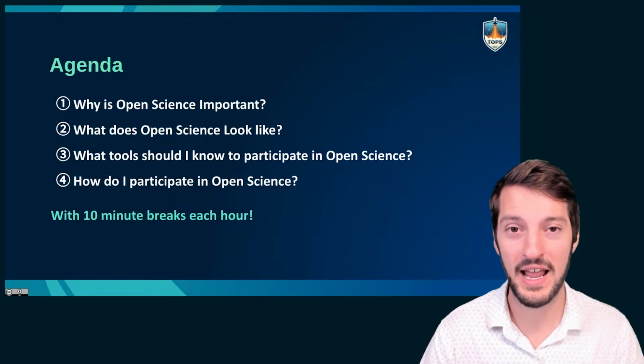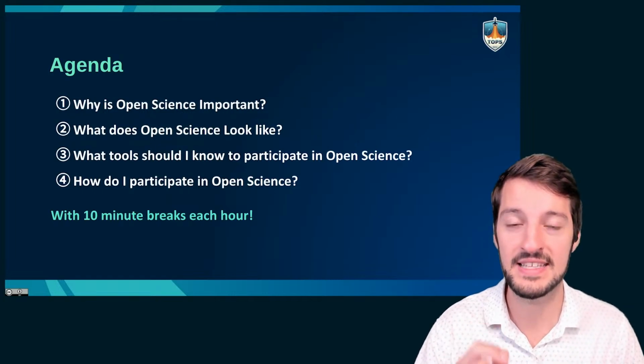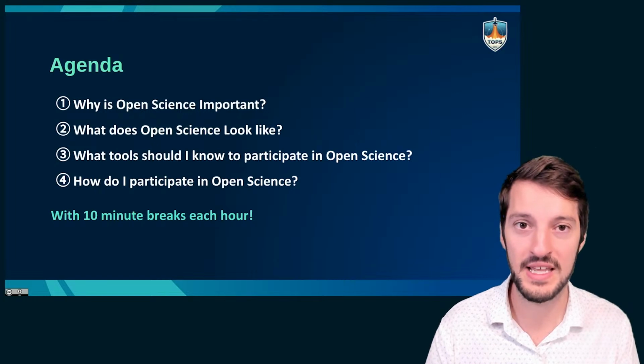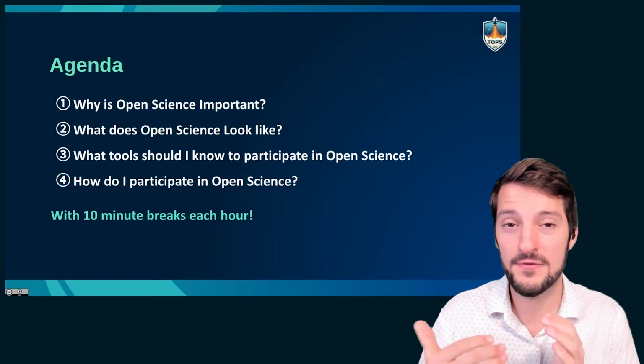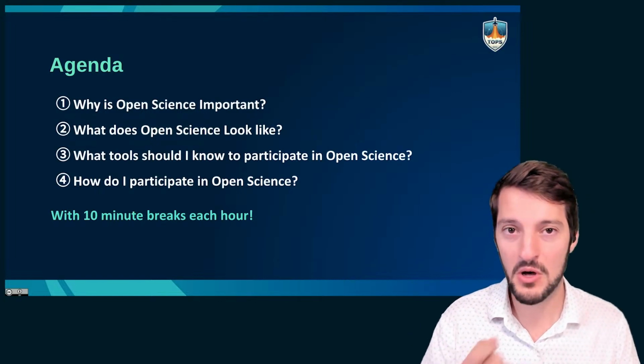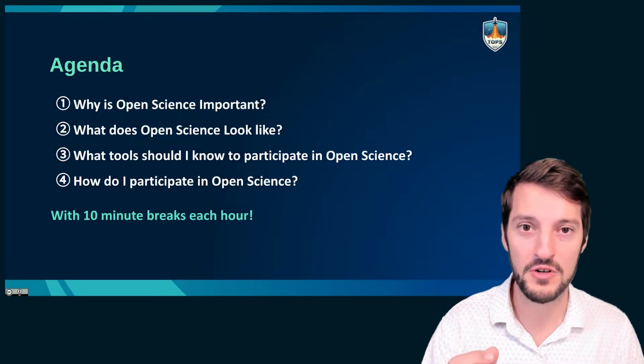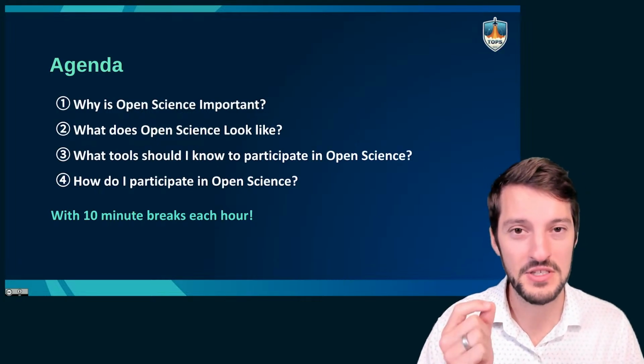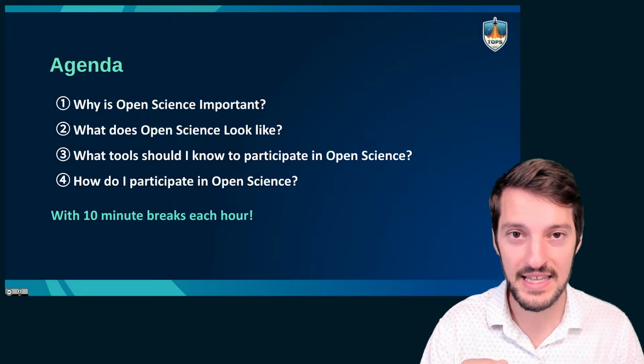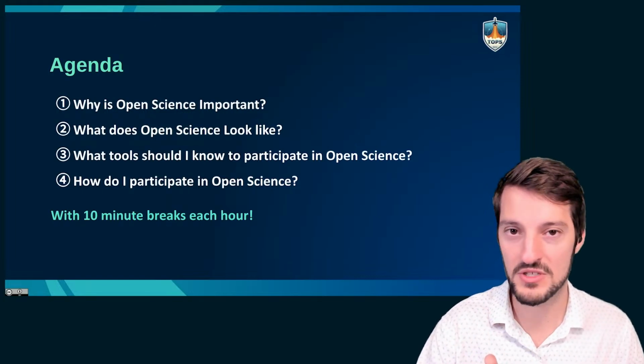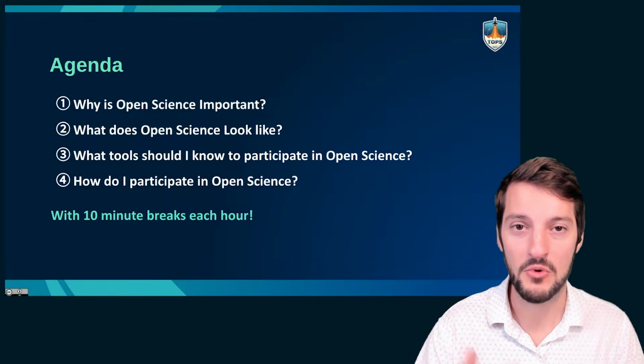Finally, we'll talk about how you can participate in open science, and this will be our wrap-up for the day. But I'm going to give you just a few starting points, small things that you can integrate into your work. So as I said earlier, you can start doing open science today so that your work is more reproducible, more transparent, more ethical for tomorrow.